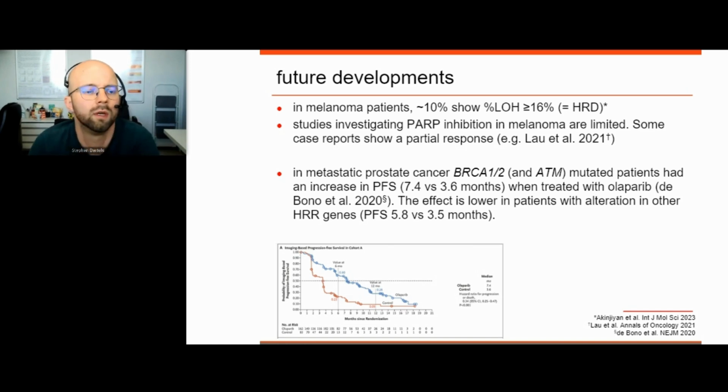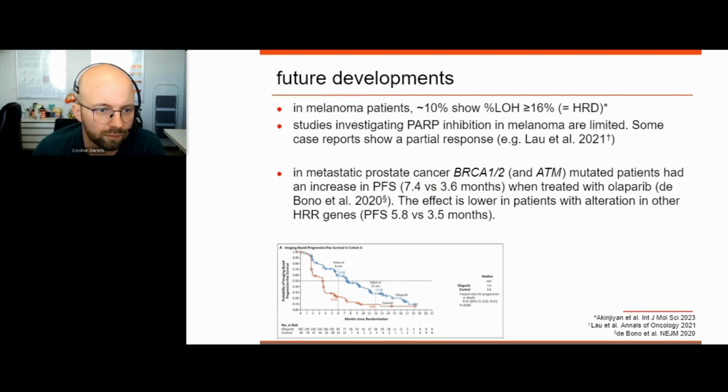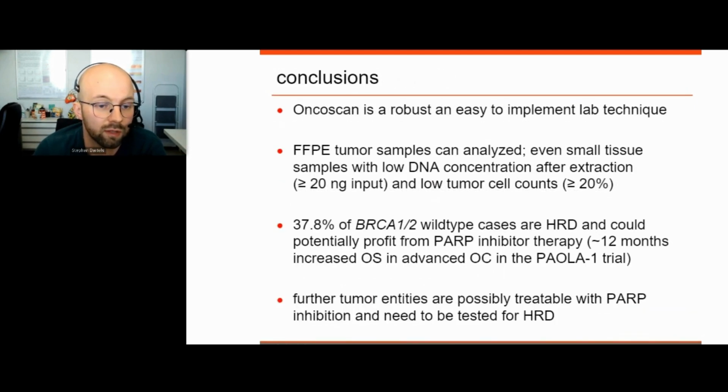We have to see. And prostate cancer patients have an increased progression-free survival when they are BRCA1 or 2 or ATM mutated, but not that much. And the effect is even lower when you look at other HRD mutations. Then it is very, very, very small effect. So my conclusions are: OncoScan is a very robust lab technique, easy to implement.